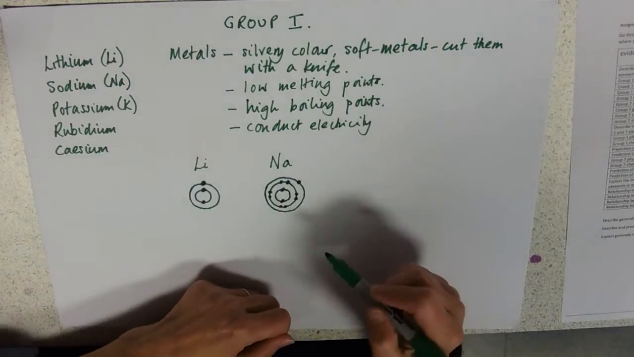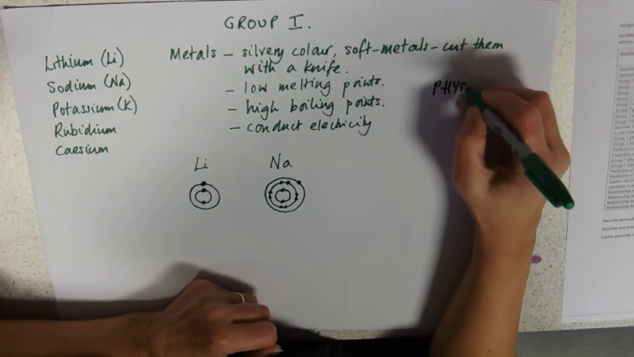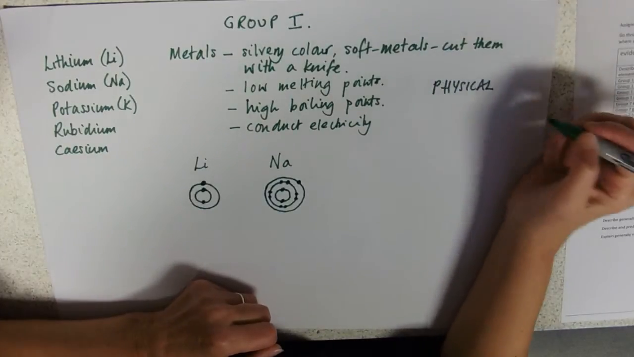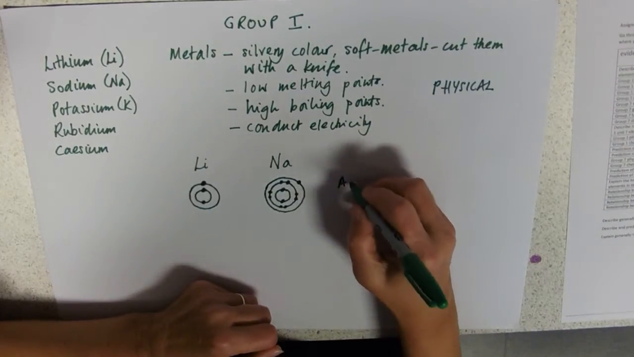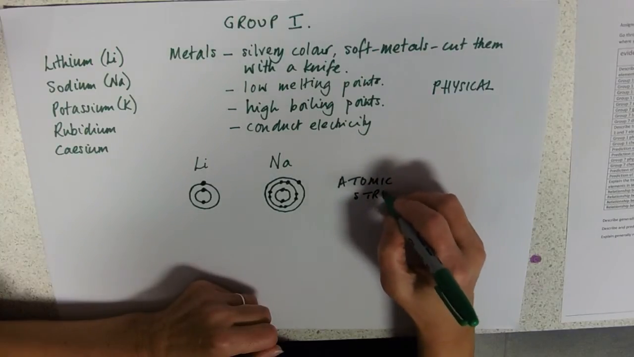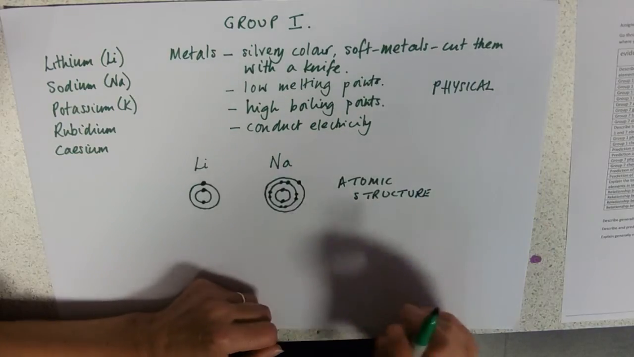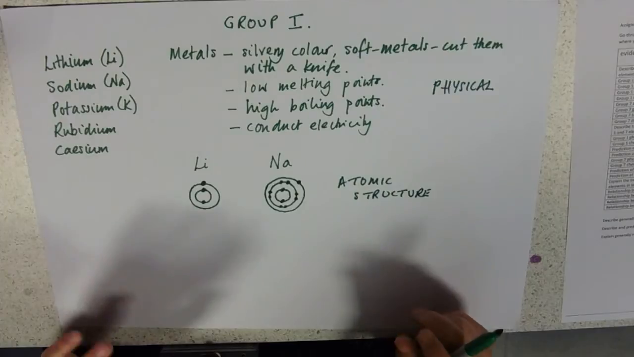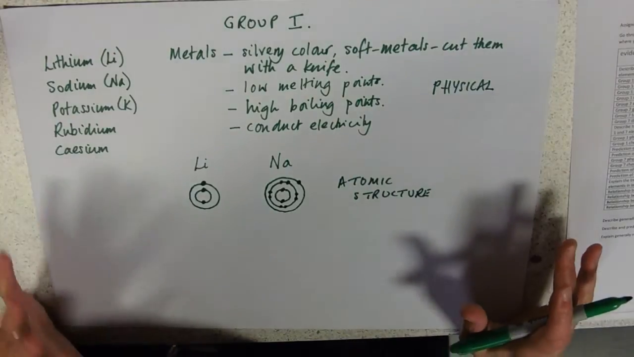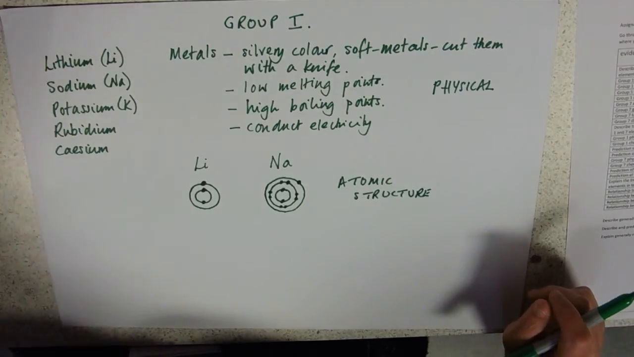So now we've got the general properties. These are all what I would call physical properties. This is the atomic structure. And we're going to need that information later on to be able to explain how they react. So your next video is going to be about reactions of Group 1 elements.